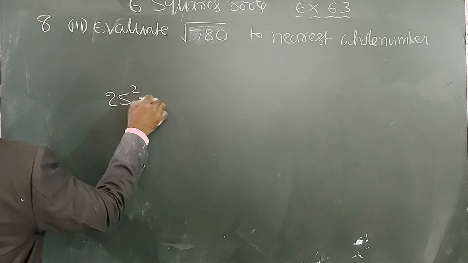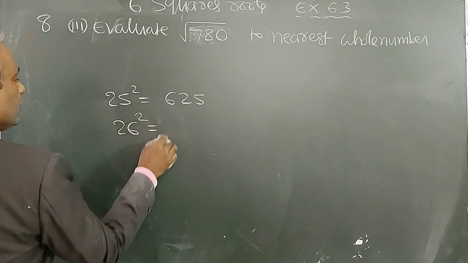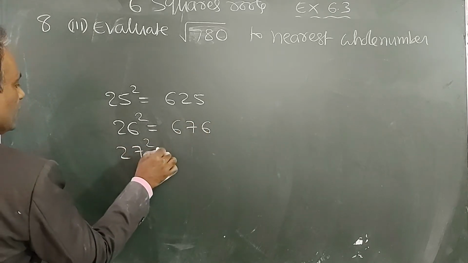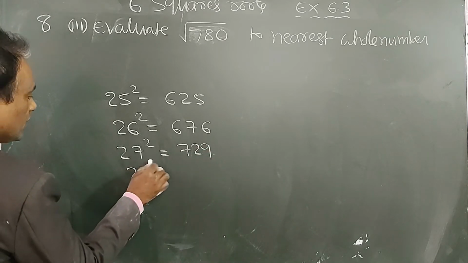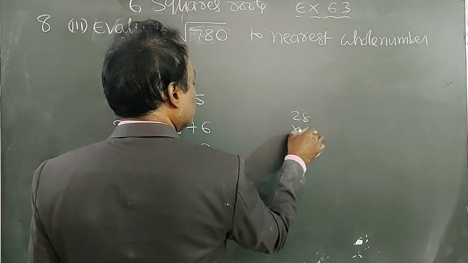25 square is 25 into 25. 26 square is 26 into 26. 27 square is 27 into 27. 28 square is 28 into 28.